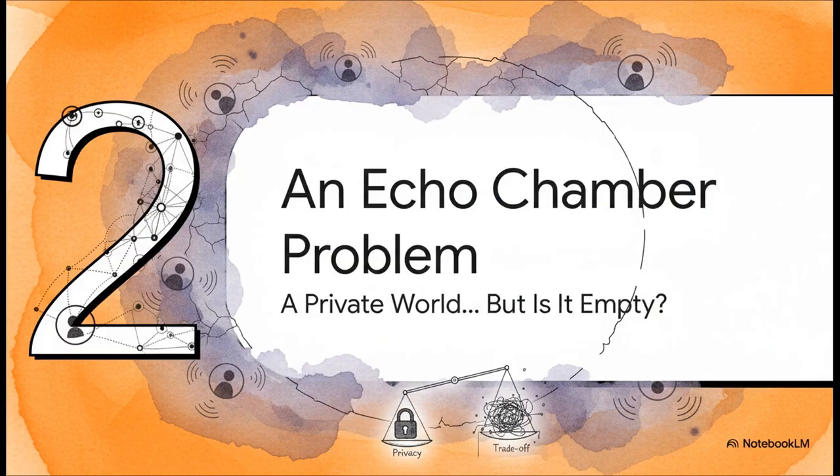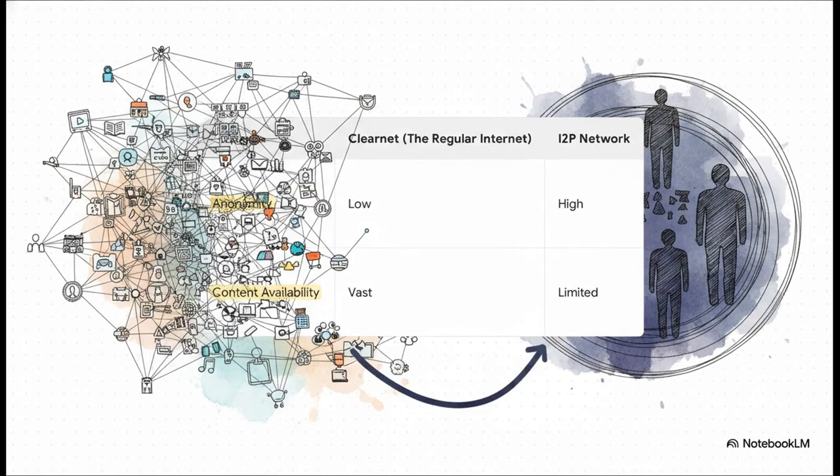All right, on to our next section, because this is where we hit the core challenge. You see, all that privacy is fantastic, but it comes with a pretty significant trade-off. And this slide right here lays out that trade-off perfectly. You've got the regular internet, what people call the Clearnet, with a vast ocean of content, but really low privacy. I2P completely flips that script. You get incredibly high anonymity, but the pool of available content is a lot smaller.